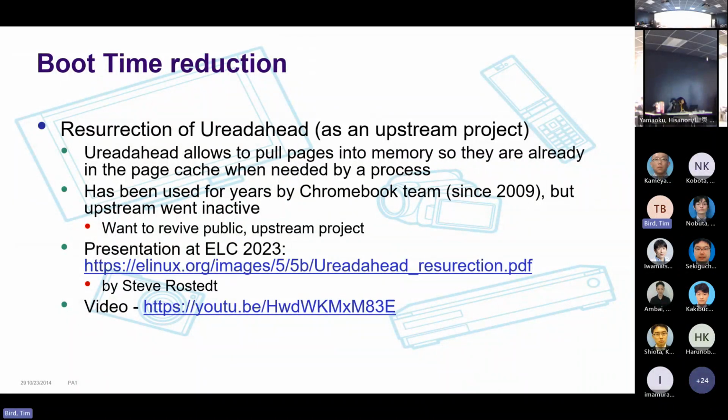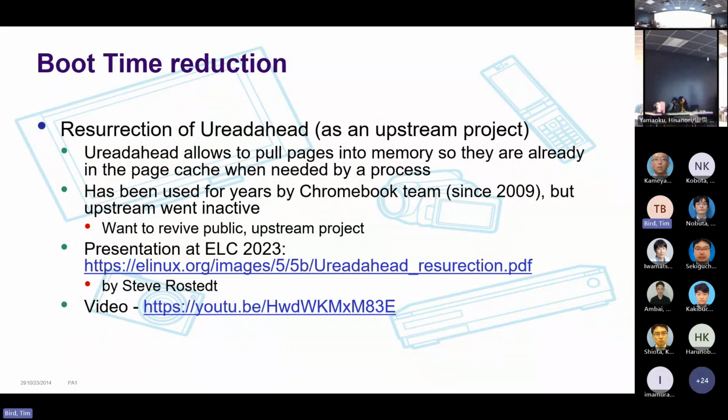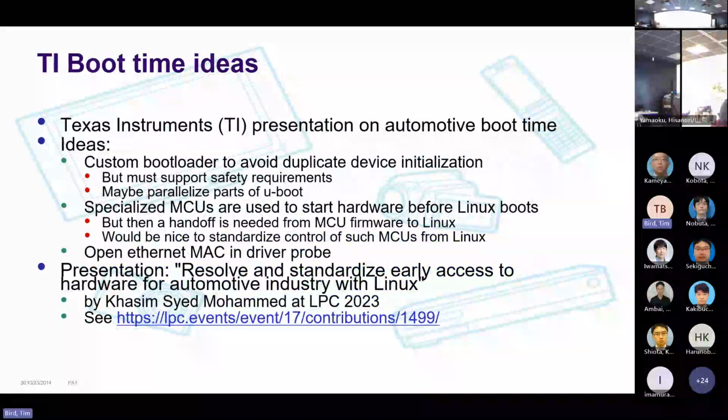I mean, people were using it behind the scenes, but the public source code repo was not active. But the people at Chromebook, in particular Steve Rostedt, want to revive this and have a nice public upstream project that's active. What uRead-Ahead does is allow you to pull pages into memory before they're needed. So you can specify to the system on startup to pull in pages, and so they're already in the cache when they're needed by a process.